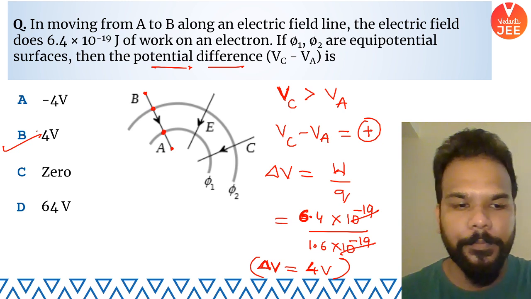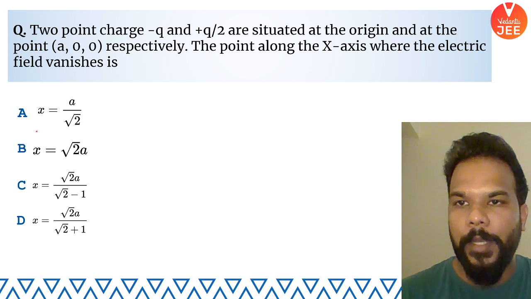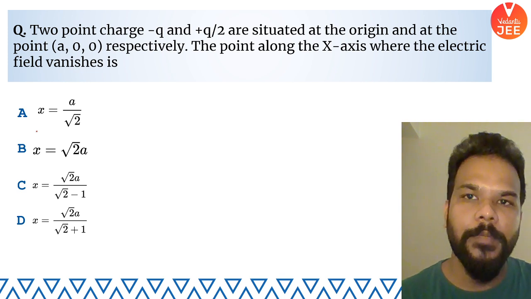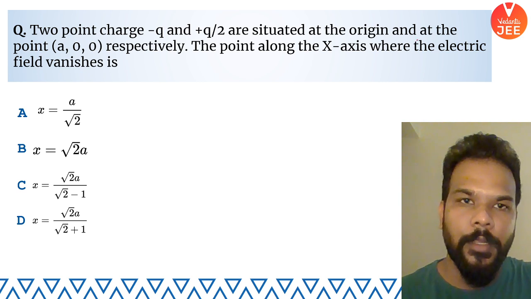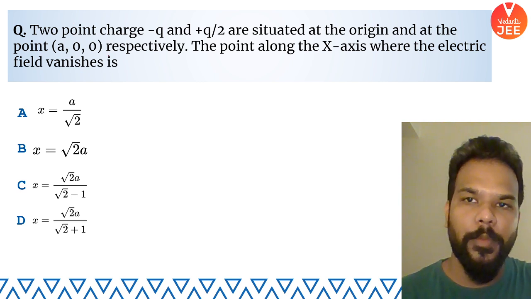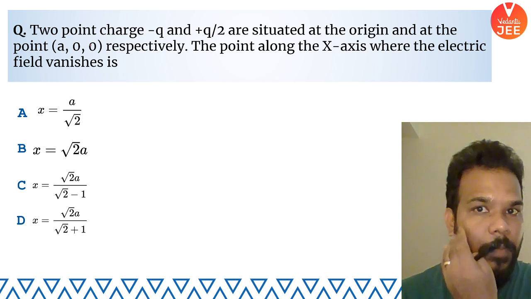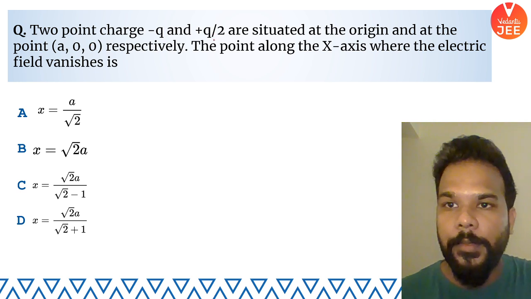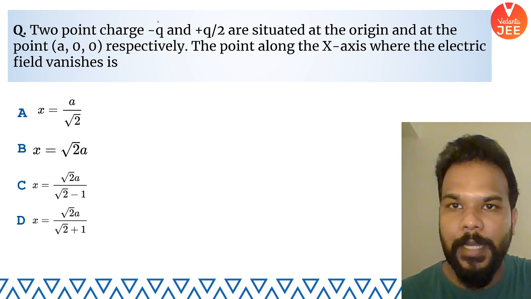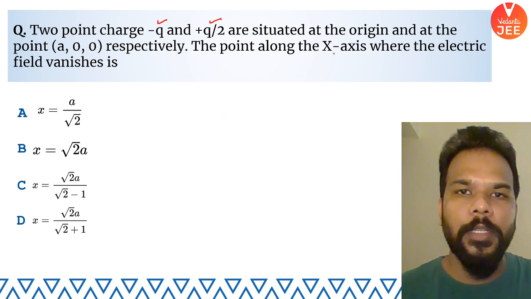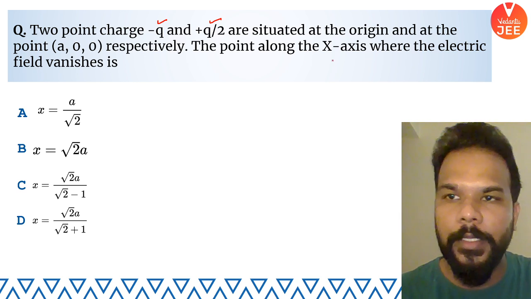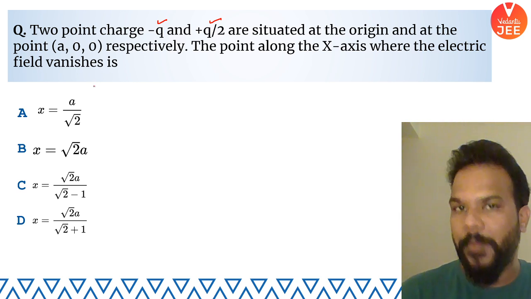Okay guys, now this one says that 2 point charges, minus q and plus q by 2, are situated at the origin and at point (a, 0, 0), and that means you can say the particle is placed at x equal to a. So this is placed at the origin, this one is placed at x equal to a, and we have to find out the point on the x-axis where the electric field vanishes, or you can say where the value of electric field becomes 0.